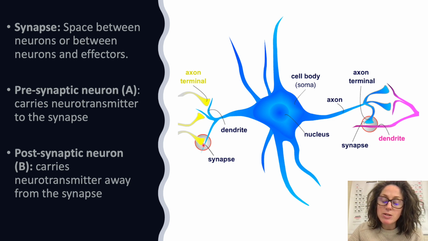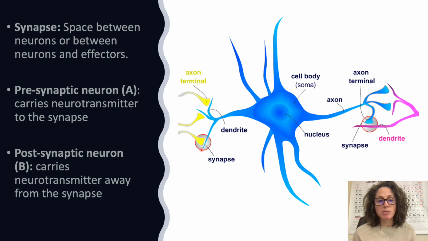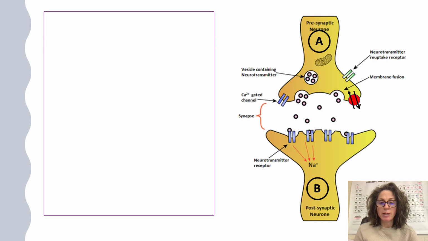There's a tiny space between the presynaptic and postsynaptic neuron. So between the axon terminal of one neuron and the dendrite of another neuron, and that is called a synapse. Okay, so that's the very, very small space between the two neurons. And we're going to take a close-up in the next slide.